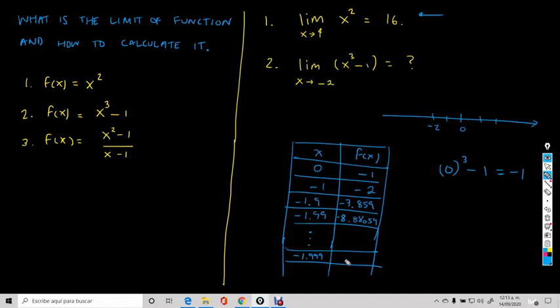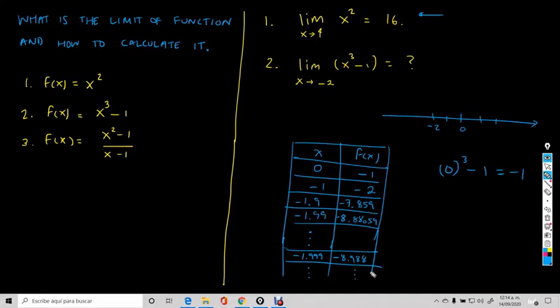And we should be getting these values more or less. And we could continue giving values that are closer and closer to -2, and we will be getting the corresponding values of f of x. So the question is this: as x approaches -2, as we can see here, to what value is f of x approaching? Can you see?